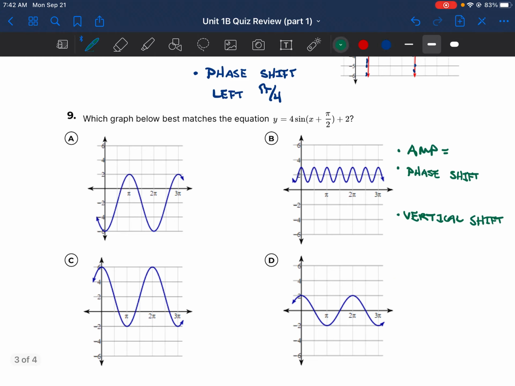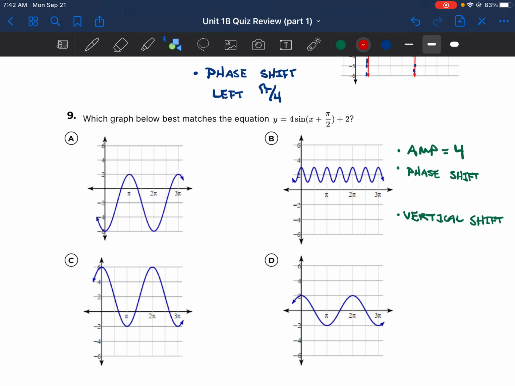All right, let's look at problem number 9 here. Which graph below best matches the equation y equals 4 sine of x plus pi halves plus 2? This is a sine function, so let's think about the amplitude here first. Based off the equation, the amplitude should be 4. So let's go ahead and eliminate some wrong graphs.